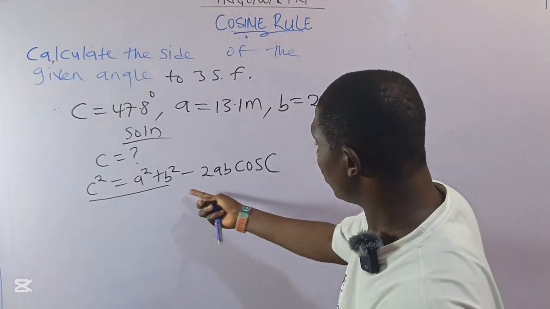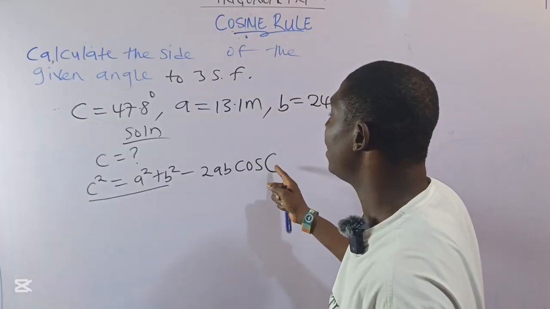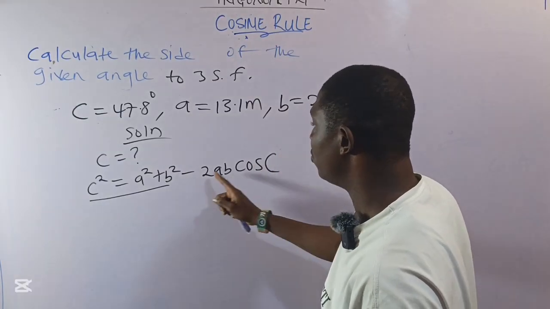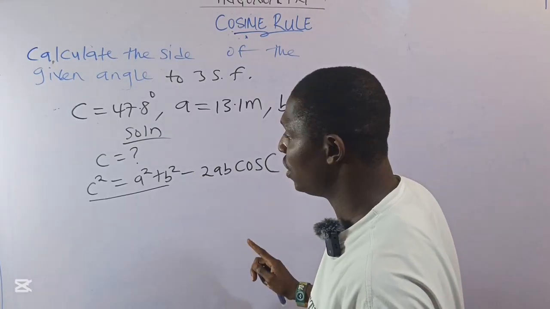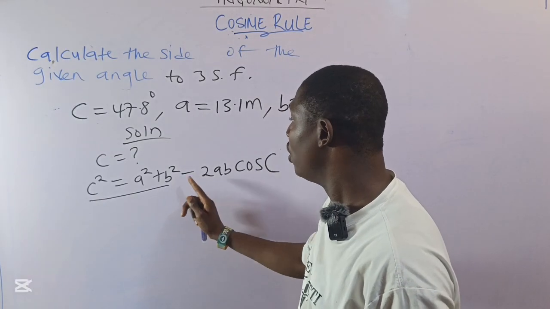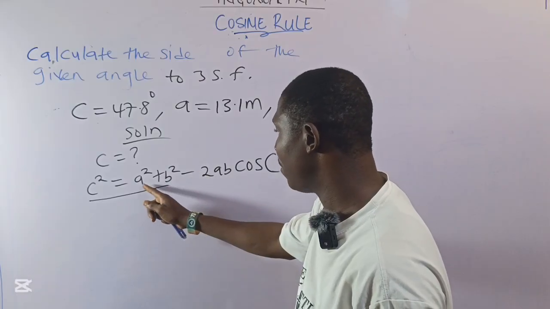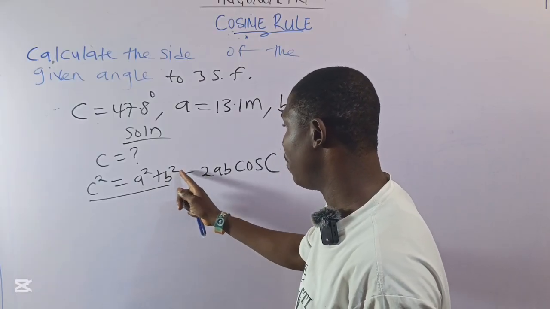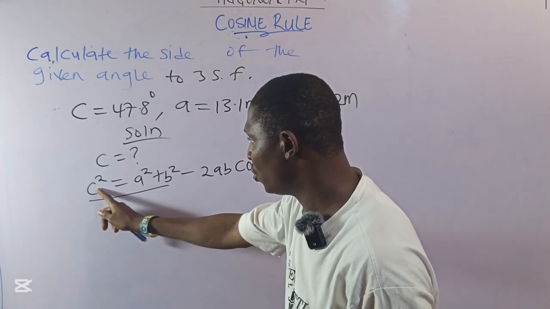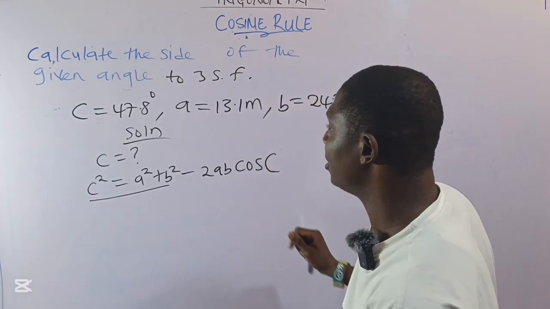Now, if you are using this formula and the angle is greater than 90, you simply say 180 minus the value, then you change the minus to plus. That's the only difference between the two formulas. But from here to here is the Pythagoras theorem. You put your minus sign, multiply these two letters without the powers, and put the cos of the angle, which is this.